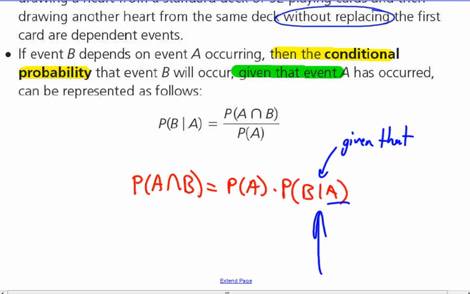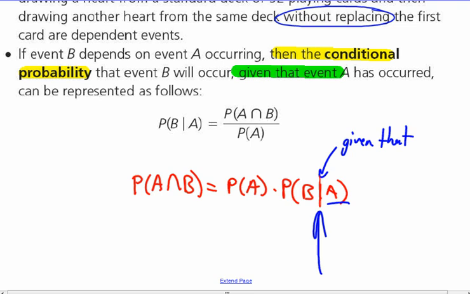This one really stems from here. The probability of A and B is equal to the probability of A times the probability of B given A. And this vertical line, which is usually a little bit bigger, means given that A has occurred. So we can rearrange this formula to solve for the probability of B given A by dividing both sides by the probability of A. So the probability that B has occurred, given that A has, is equal to the probability of A and B divided by the probability of A.